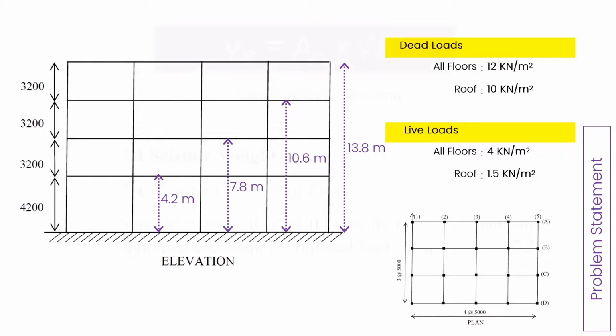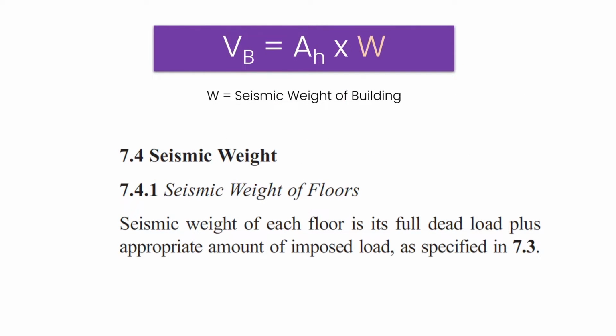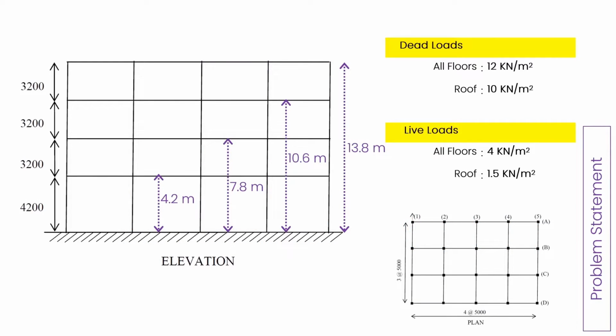So when it comes to the seismic weight, or the W of this equation, which is the seismic weight of the building, you have to pay attention to the IS code recommendation, which says we have to take the full dead load plus an appropriate amount of imposed load. So whatever dead load has been defined in this problem statement has to be completely taken on all the floors, because ultimately seismic load is nothing but the load which the building carries at the time of an earthquake. So the dead load is not going anywhere. So we will be taking that completely.